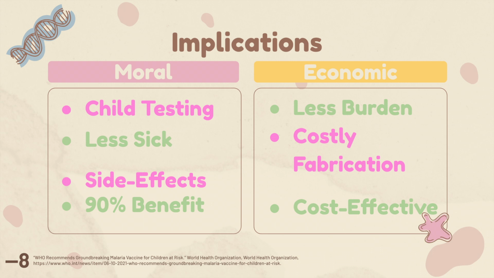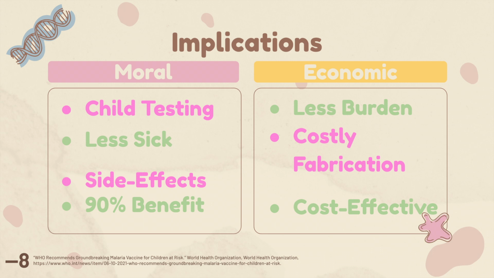On the negative side, the creation was very costly because it took 32 years of research and cost more than $700 million. The moral implications are that trials were conducted on children ages 6 to 12 weeks and 5 to 17 months. Also, the vaccination has shown side effects which may harm people even though it's preventing an illness.